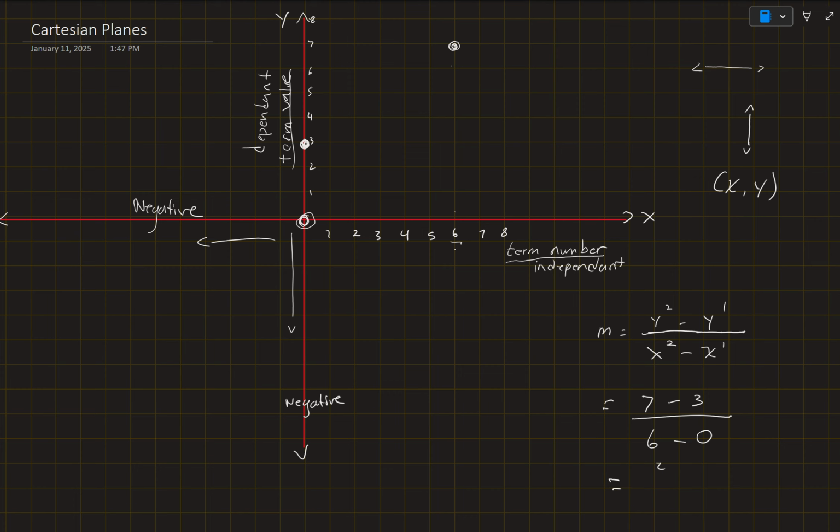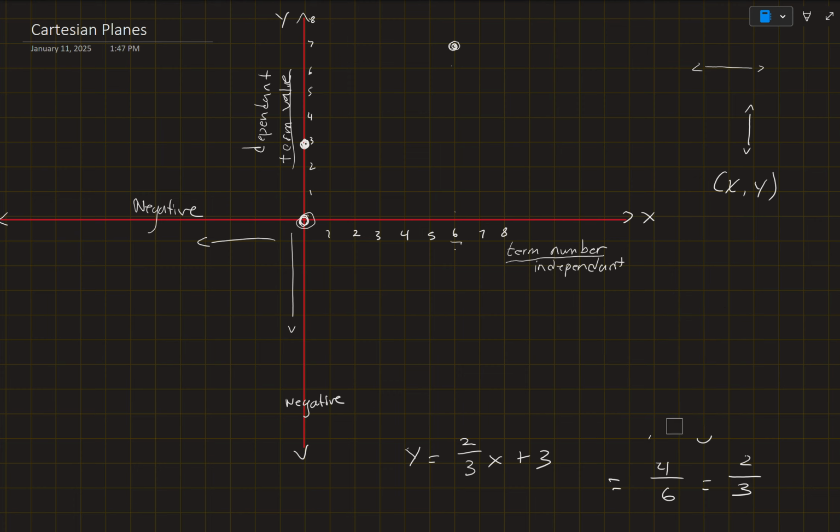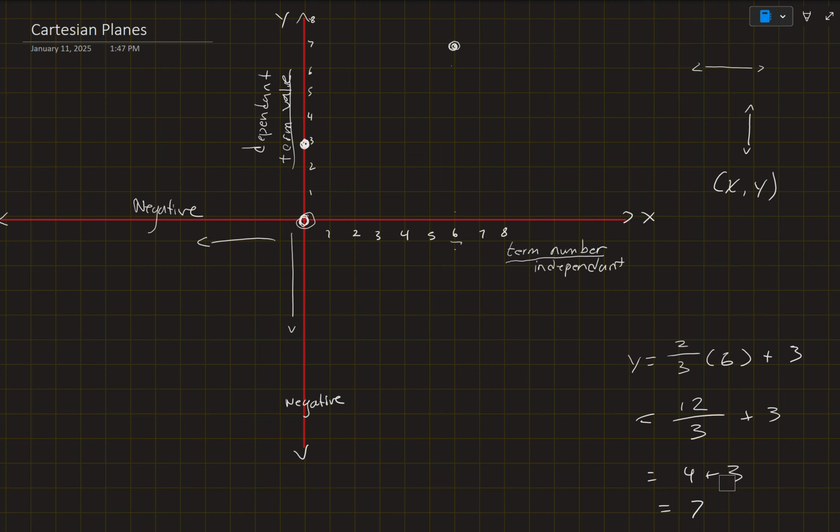So then from here, we go 4 over 6, which is also 2 over 3. So my m is 2 over 3. So therefore, my equation is 2 over 3x plus 3. Now, let's use this to figure out if we put in 6 for x, do we get 7? Because if we do, then this equation works. So I'll do y equals 2 over 3 times 6 plus 3. So we've got 12 divided by 3 plus 3. And then we got 4 plus 3, which is 7. So it works. Fantastic. Okay.